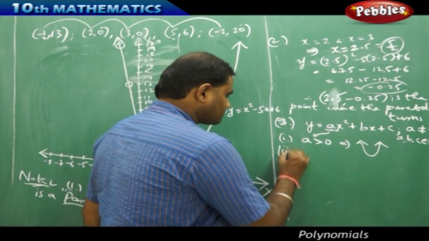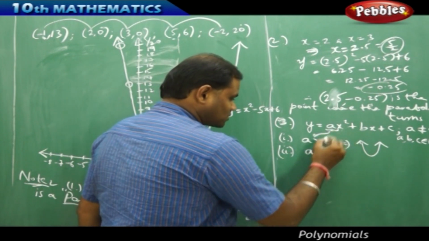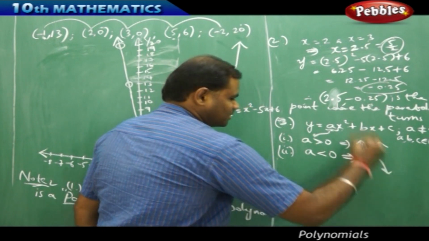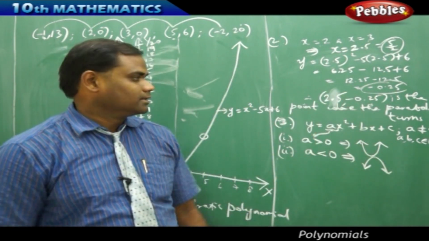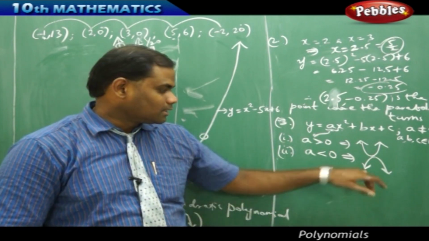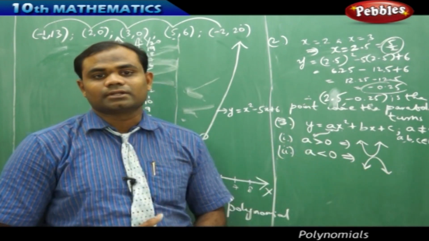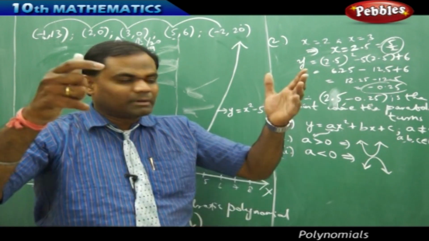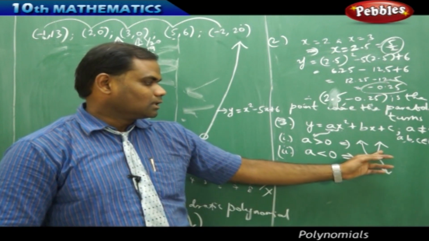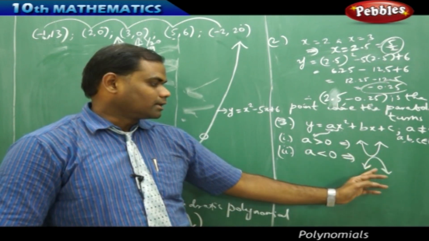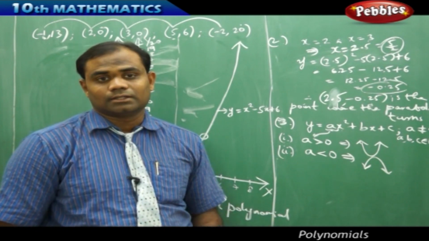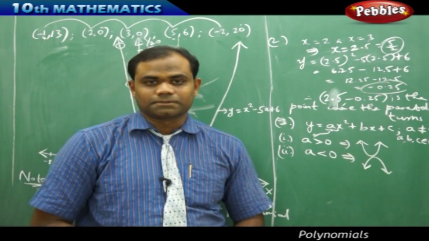Similarly, when my coefficient of x squared, which is a, is less than 0, then I get an inverted parabola. You can verify by just sketching this with the table of values. You get an inverted parabola when a is negative. We get an upward parabola when a is positive. So an upward parabola for a greater than 0 and a downward parabola when a is less than 0 is how we understand the properties in quadratic polynomials.